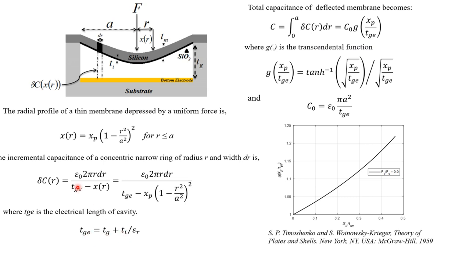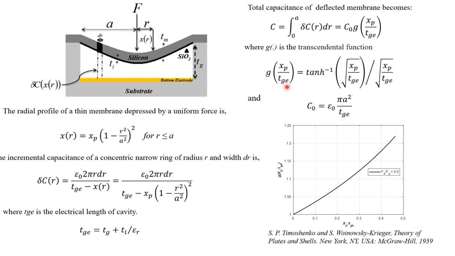Okay, and in the denominator you have to subtract the profile, so you have the capacitance function like that. So this is the incremental capacitance, and if you want to find the total capacitance, this expression has to be integrated with respect to dr, and the width of that element goes to the total radius a. So from 0 to a, if you integrate this, you have the total capacitance.